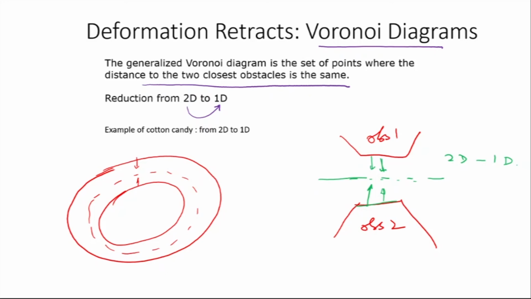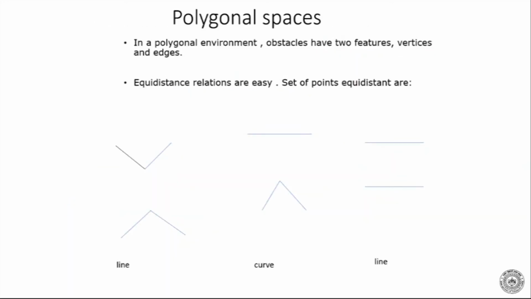Now this is basically how we produce a Voronoi diagram. That is, for different kinds of obstacles we have two features. We have edges and we have vertices, right? So any obstacle would be made up of vertices and edges. And if you want to find a distance relationship which is equidistant, that's very easy.